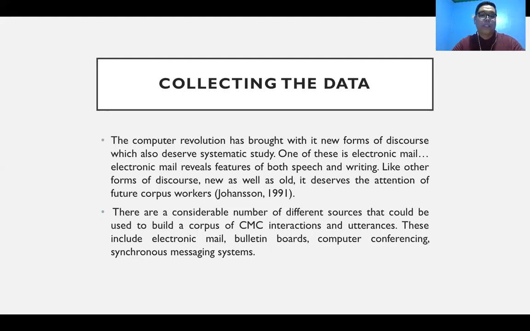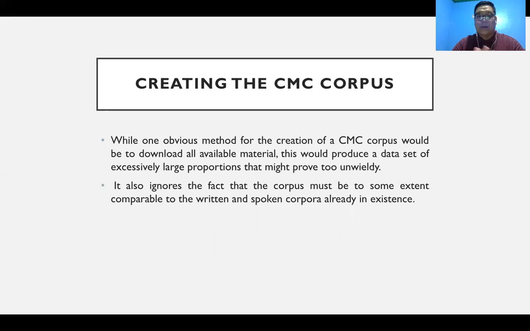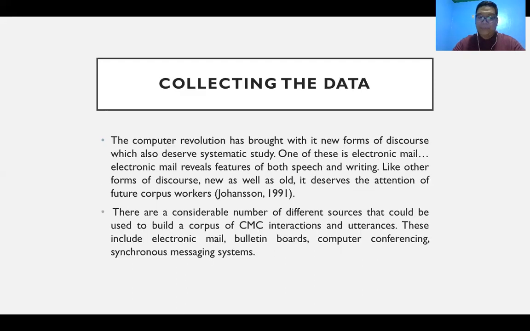Like other forms of discourse, new as well as old, it deserves the attention of future corpus workers, as suggested by Johansson in 1991. There are a considerable number of different sources that could be used to build a corpus of CMC interactions and utterances. Now, if we base it on the current social media or the virtual communities that we actually have, there is a vast array of these sources. So we have social media. We also have other platforms, for example, email. But before, there were electronic mail, bulletin boards, computer conferencing, and other synchronous messaging systems.